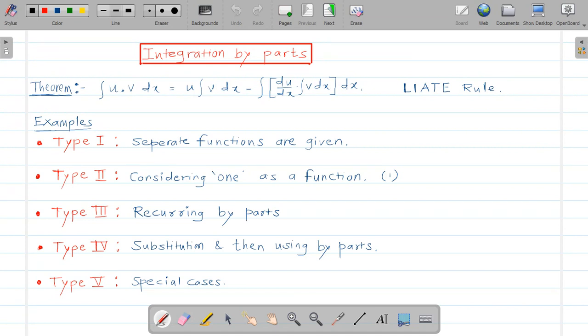In our last lecture we have completed the type number 1, that is separate functions are given to you. Then type number 2 is considering 1 as a function, and today we are going to discuss the recurring by parts. So we will discuss by one example. Okay, so let us see.